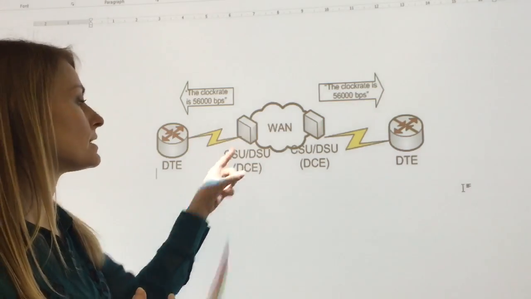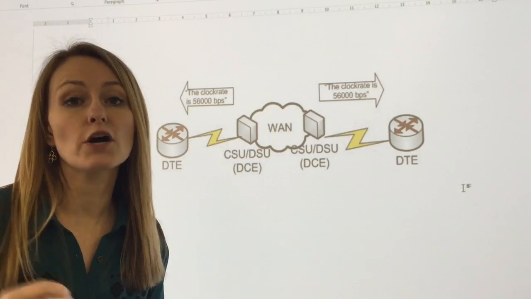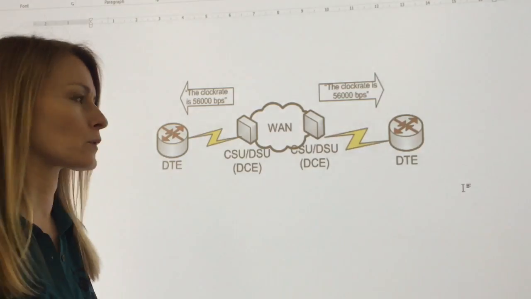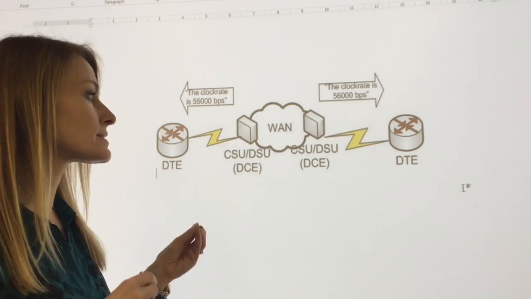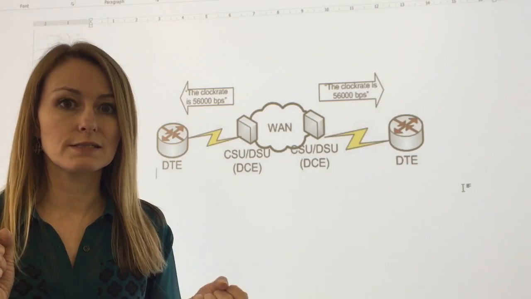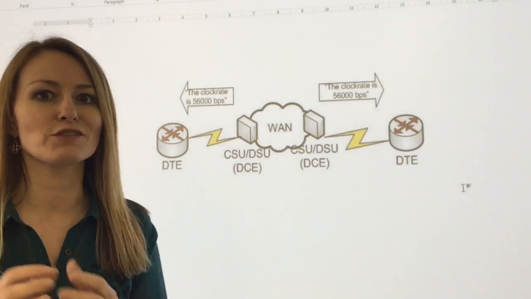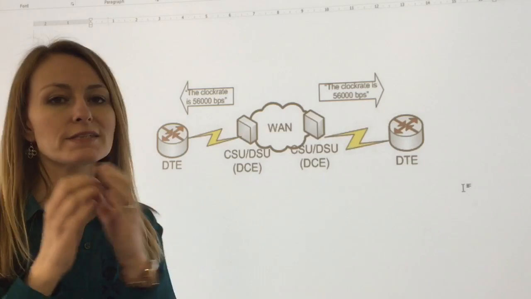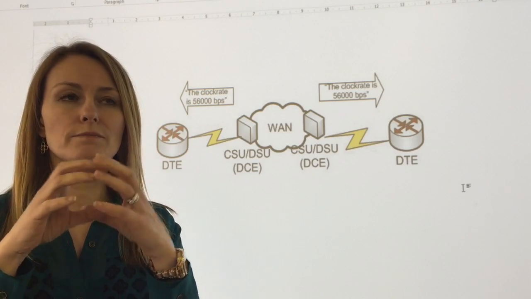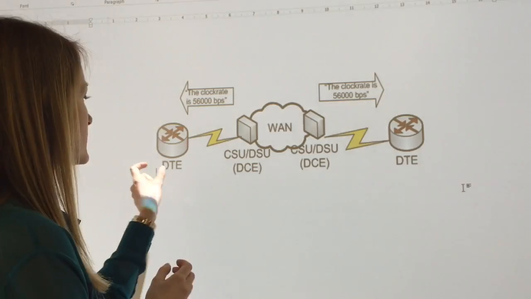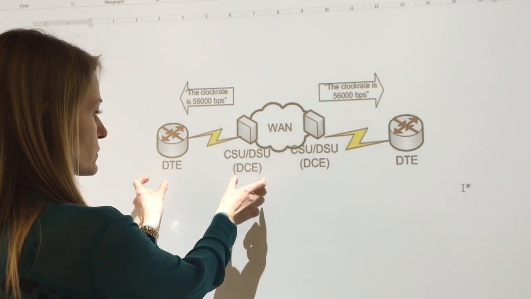The DCE is what's going to dictate the clock rate. Think of the C for clock, even though it doesn't quite stand for that, but it works. So in addition to the DTE, DCE, we've got this CSU/DSU component. Now, the CSU/DSU component is within one piece of hardware, whereas the DTE and the DCE are separated.